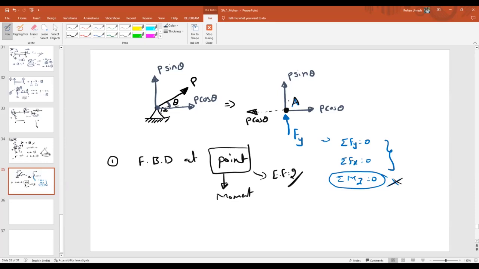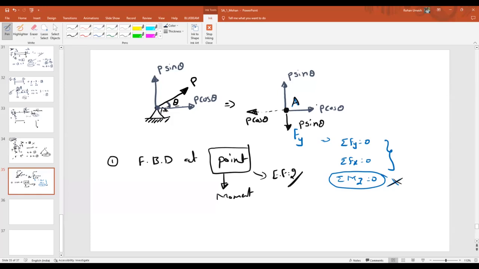Similarly at point A, what is the unknown force? P sin theta, acting in the upward direction. How can I balance it? By applying some reaction in the downward direction. What is its magnitude? P sin theta.